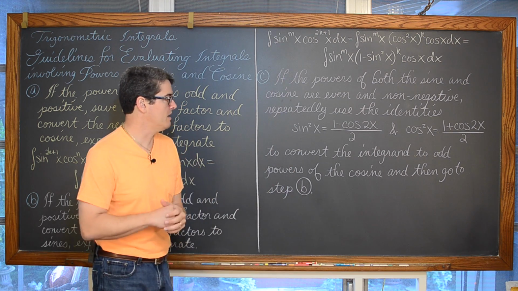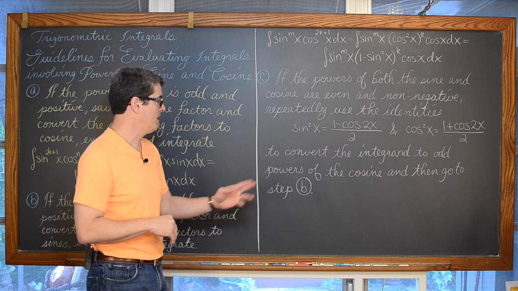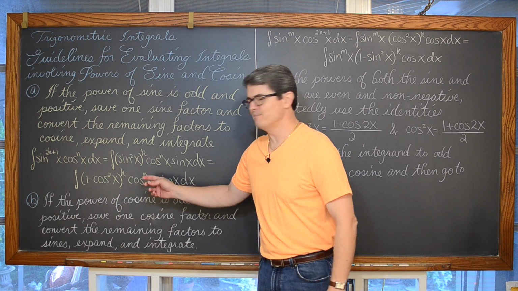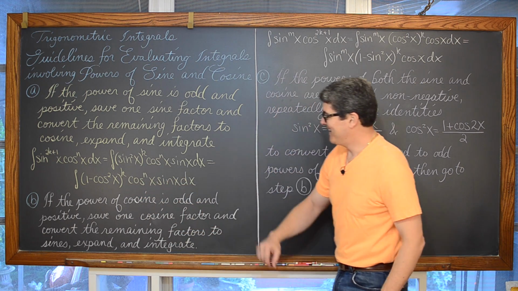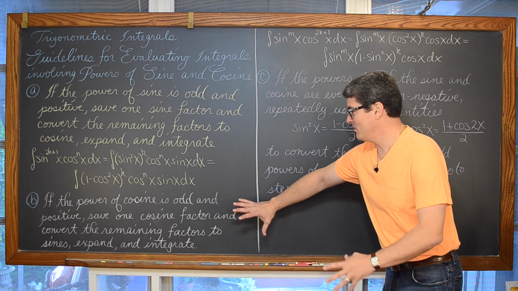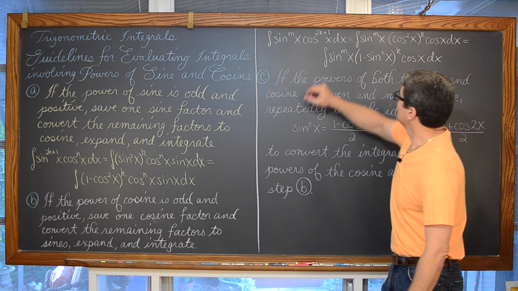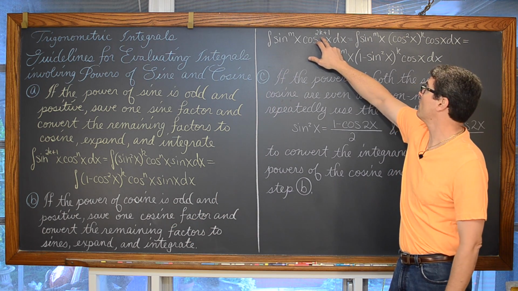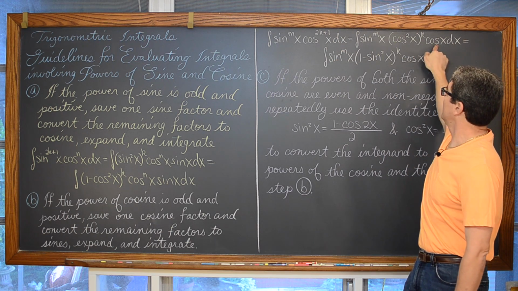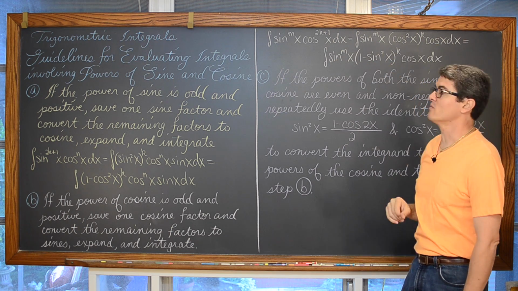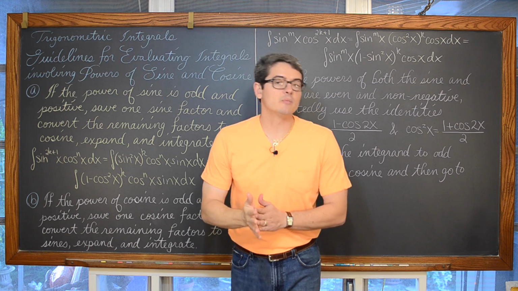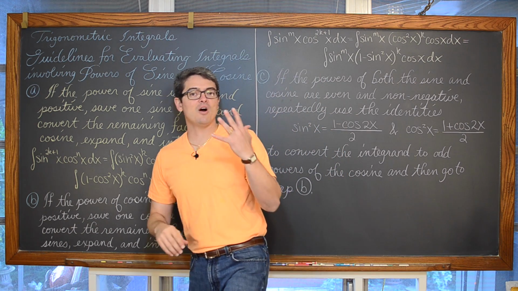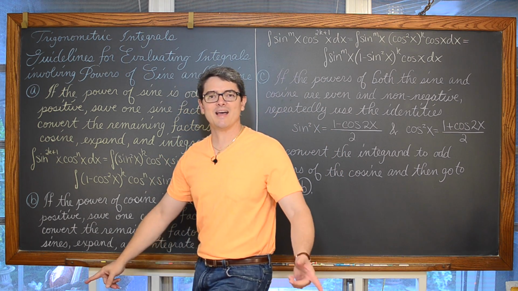So we're going to be converting the integrand to odd powers of cosine, and then go back to step B, which is to, again, understand that we're looking at a cosine factor with an odd power, saving 1, and then converting everything else into terms of sine. Now, if all this seems a little bit confusing, hopefully it won't after you get through our 5 examples coming up right now.